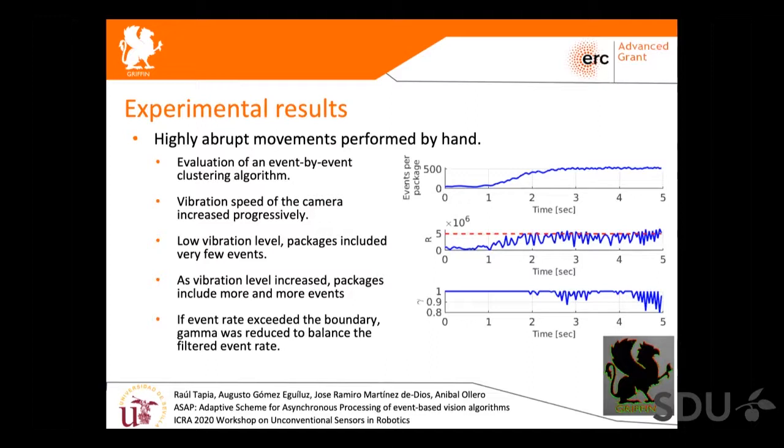scheme. We also have a threshold that is the one that triggers the preprocessing filter. And we can observe from the figure on the right that, when the threshold is reached, the filter is triggered and reduces the event rate.